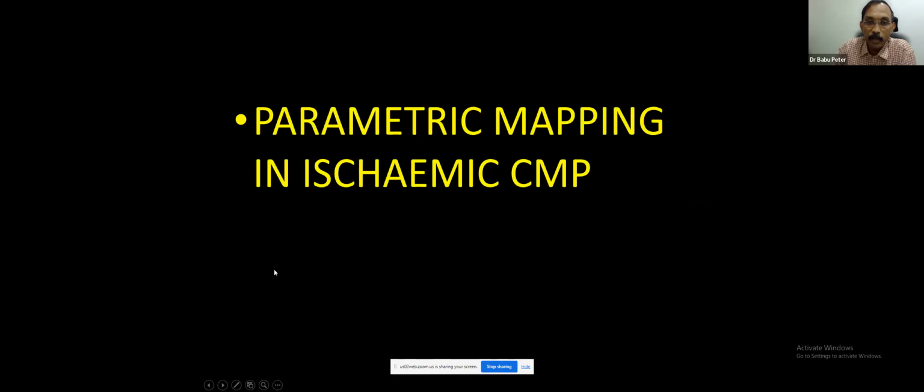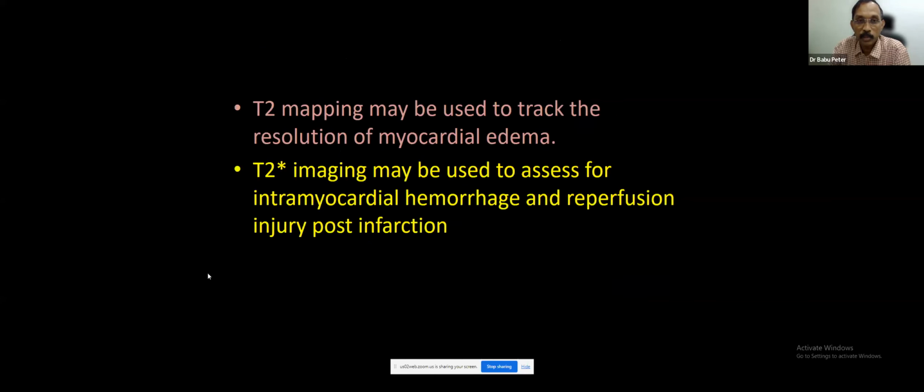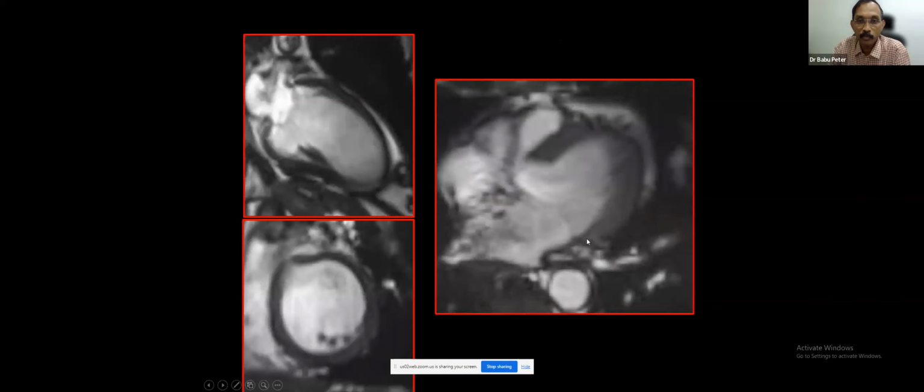What is the role of parametric mapping in ischemic cardiomyopathy? Usually T1 and T2 mapping can provide prognostic information by identifying the infarct core and also intramyocardial hemorrhage, both of which may be associated with an adverse prognosis. Post-contrast T1 and ECV changes can be identified in remote myocardium, even early in the course of acute infarction. Adverse cardiac remodeling can begin at the time of infarction, and it is not due to long-term hemodynamic stress. T2 mapping can be used as a biomarker to herald the resolution of myocardial edema. T2 star mapping can be used to detect intramyocardial hemorrhage and reperfusion injury post-infarction.